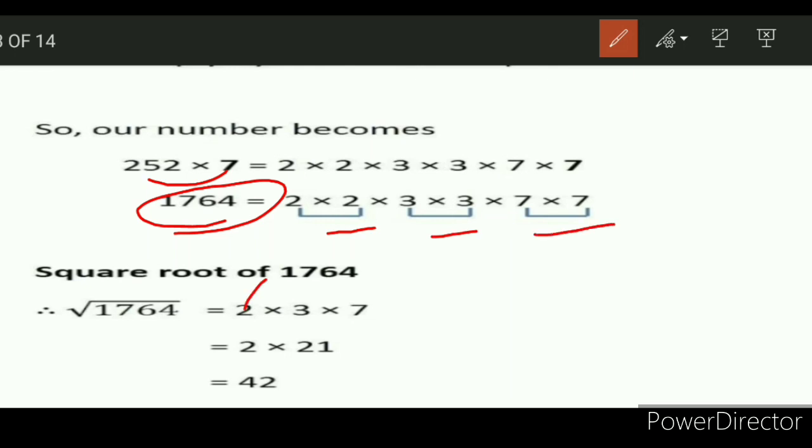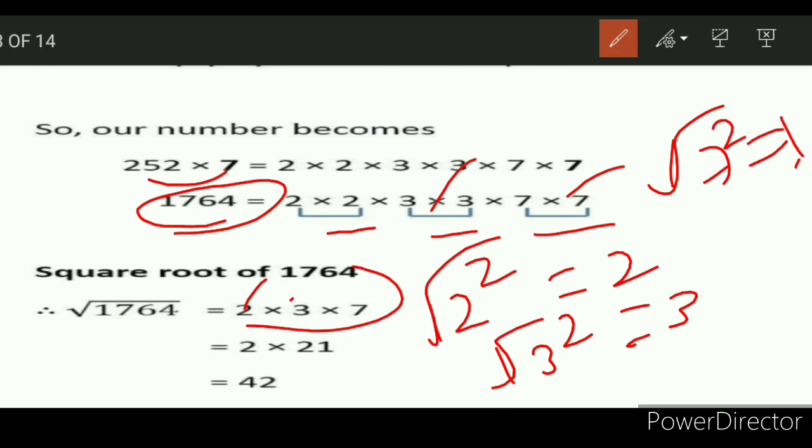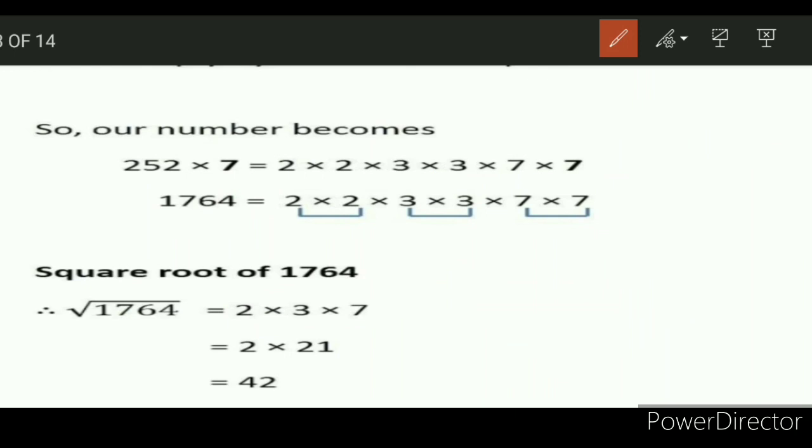From this you take the square root. That is, the square root of 2 square is 2, the square root of 3 square is 3, and the square root of 7 square is 7. That is only written here. If you multiply, you will get 42. Now we got the answers to 3 questions. The smallest number to be multiplied is 7. The perfect square is 1764. Its square root is 42.